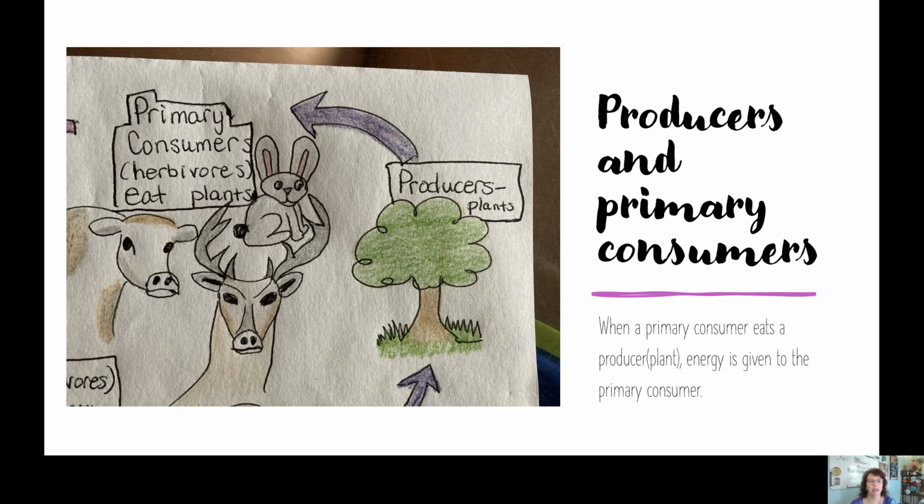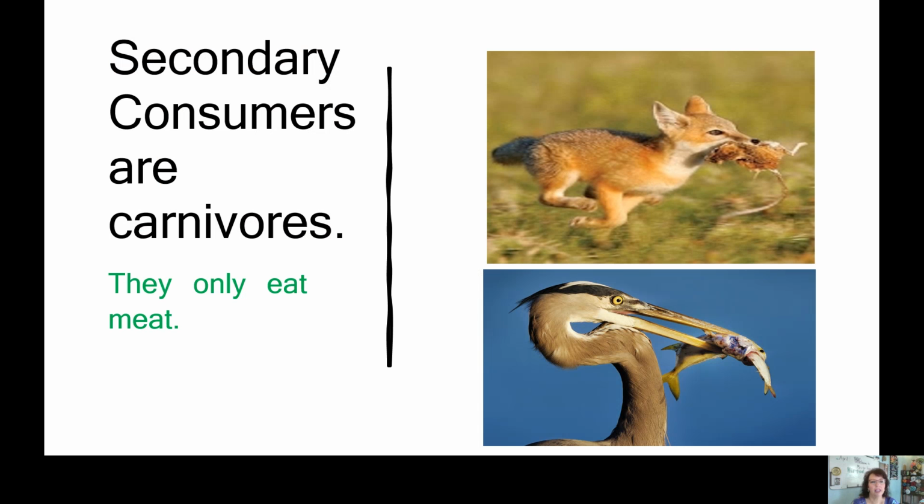You can draw whatever you'd like. And then what eats the cow and the deer and the bunny rabbit? That's really our next question. Well, those are secondary consumers, and they are called carnivores. They only eat meat. So there's a fox with a little mouse in his mouth.